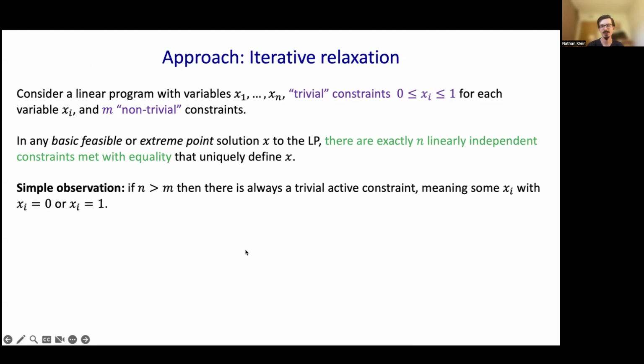And here's a simple observation. If n is greater than m, then there's always a trivial active constraint. In other words, there's always some x_i that's set to 0 or set to 1. So if I have n equals 2 variables and only 1 constraint, and I try to optimize, I'm always going to hit a point which is on one of the faces of this box.